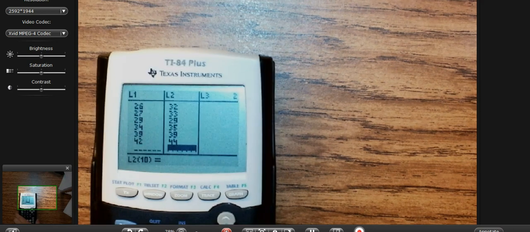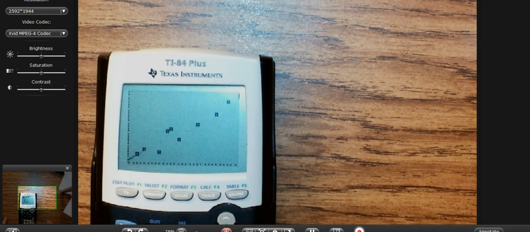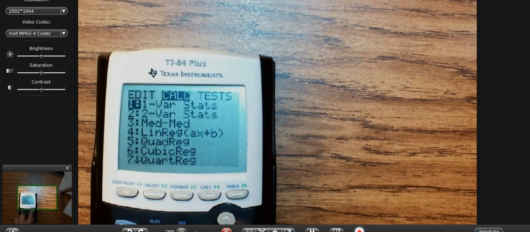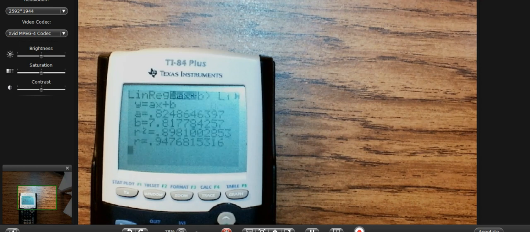Alright, so we got this, we can make our scatter plot. Zoom 9 gets me my cool looking picture. I already got the line going through there, that's nice. Okay, which, StatCalc linreg ended up giving me a 0.948. Is that good? Yeah, that's pretty good.